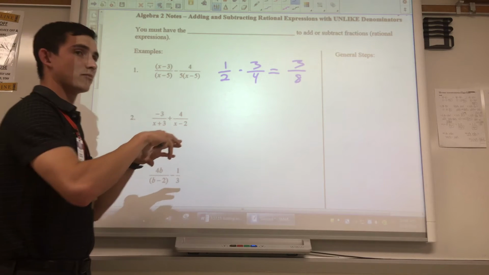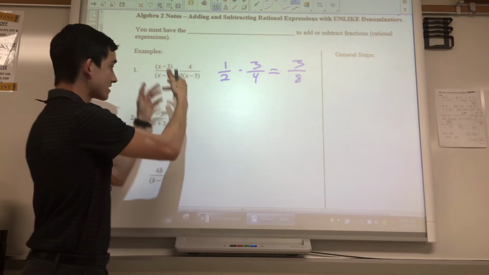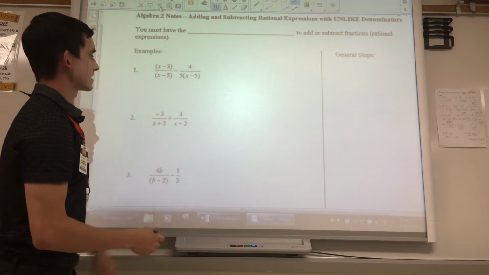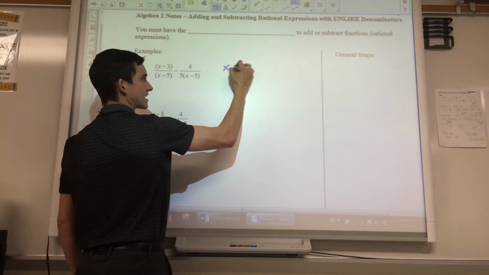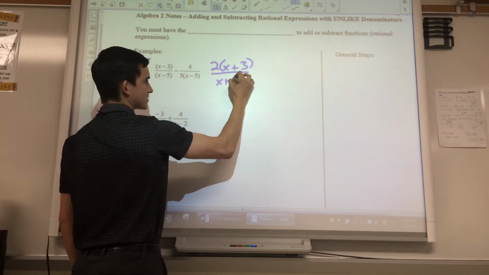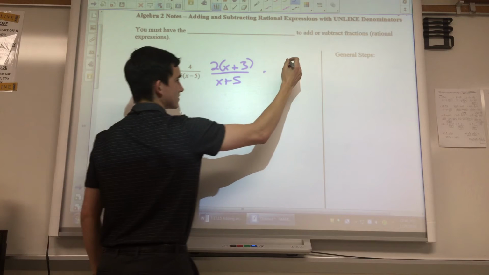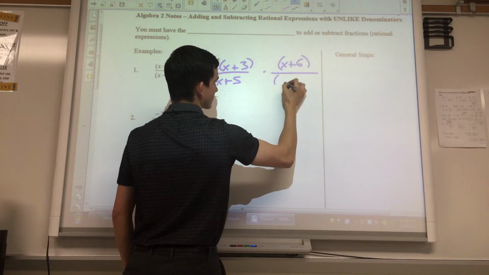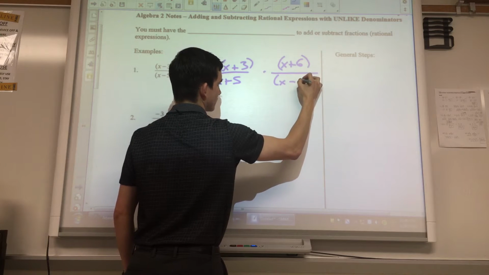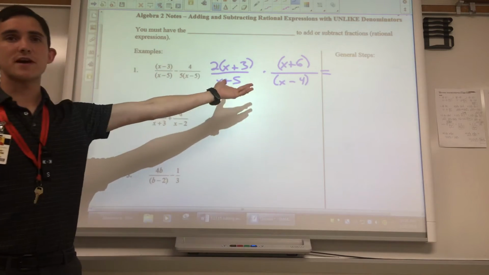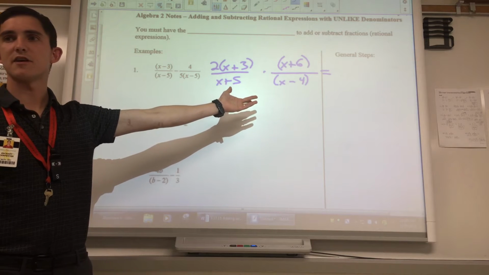Now let's make it a little bit more difficult, something that you might see in this situation, right? Could you imagine if you're multiplying these things? So it's not that bad, though. It's just x plus 3. I'm just making something up. 2 times (x plus 3) over (x plus 5) times, let's say, (x plus 6) over (x minus 4). That's just fractions. You're just multiplying fractions. And how do you multiply fractions?